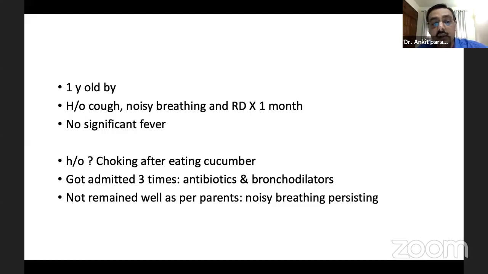That's not possible. But this child has got admitted thrice, has got antibiotics and bronchodilators. But as per parent, the noisy breathing persists. So this child doesn't seem to improve. Right now, if the child has not aspirated, then what's going wrong? We have never seen a soft object aspirating.